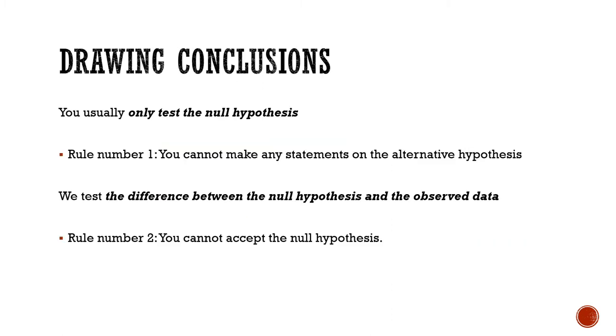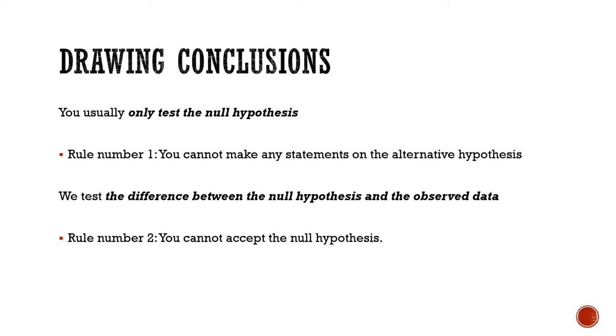Rule number 2 is that we test the difference between the null hypothesis and the observed data and check if it's big enough that the observed data is unlikely to come from the null model. We don't check if the observed data is close enough to the null hypothesis that it must be from the null model. As a result, we cannot accept the null hypothesis either. So we cannot make any statements on the alternative hypothesis, and we cannot accept the null hypothesis.